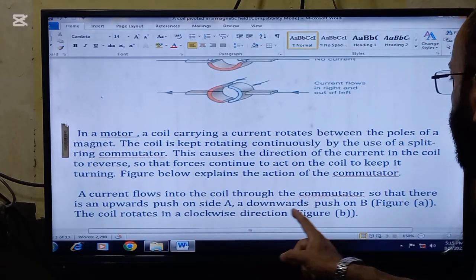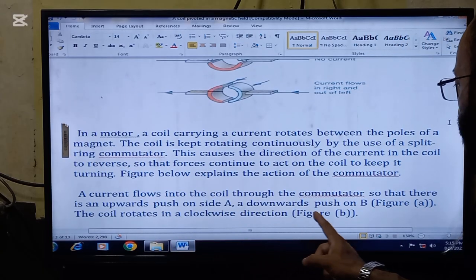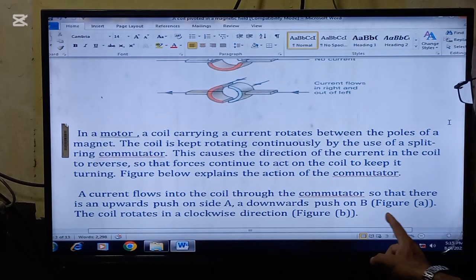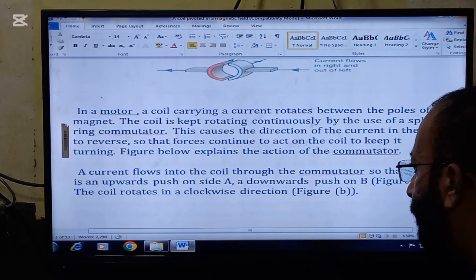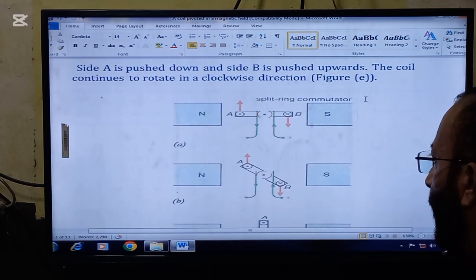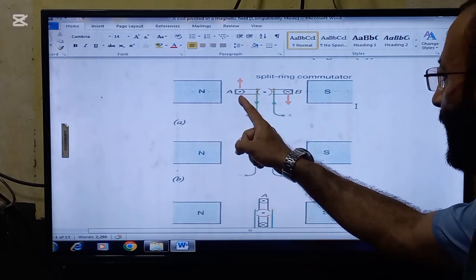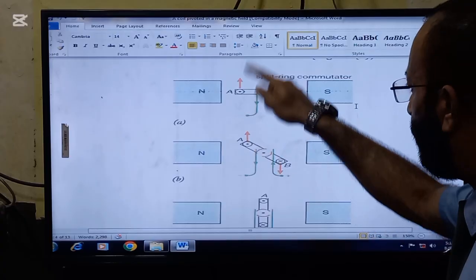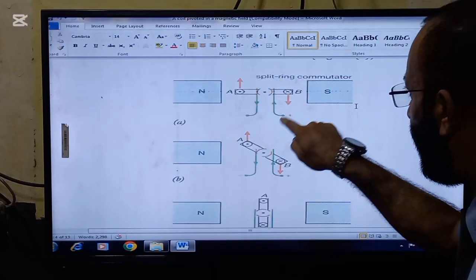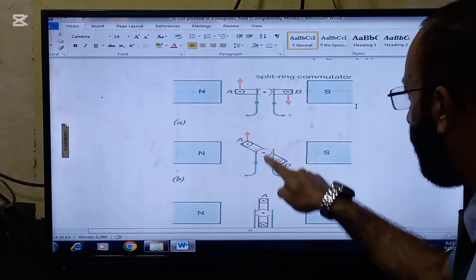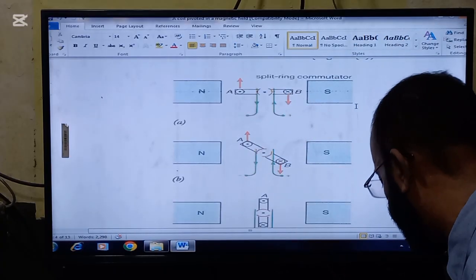Look now, current flows into the coil through the commutator, so that there is an upward push on side A and a downward push on side B. Figure A: the coil rotates in a clockwise direction. So this is figure A. On the A portion, upward force will be applied, and on B, downward force will be applied, and this will rotate in a clockwise direction like this.